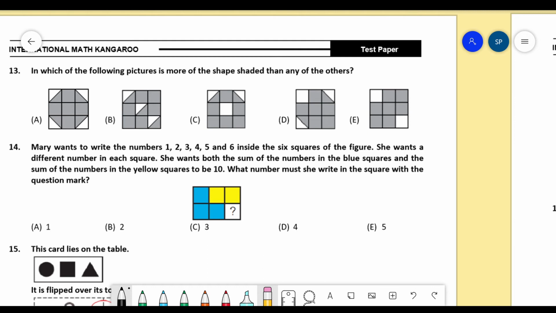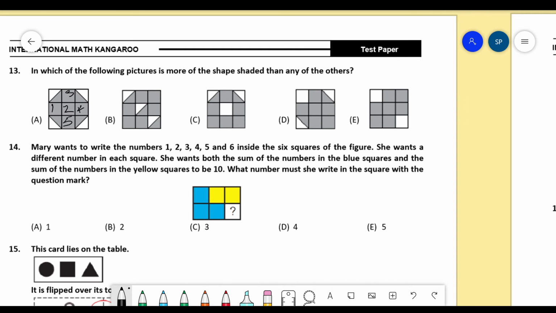13. In which of the following pictures is more of the shape shaded than any of the others? So, okay, they've given us 5 squares with 9 tiles, and some of the tiles have half square shaded, some have the whole square shaded. So now we have to see which has more shaded. So this one has 1, 2, 3, 4, and 5.